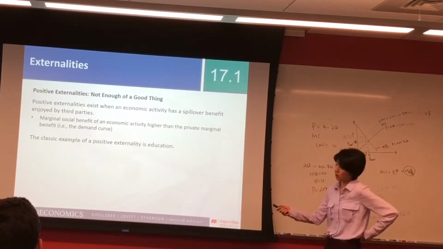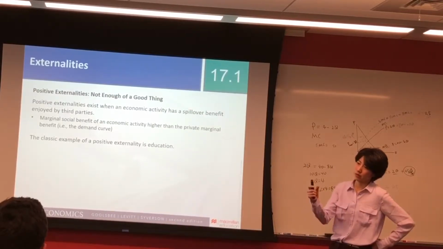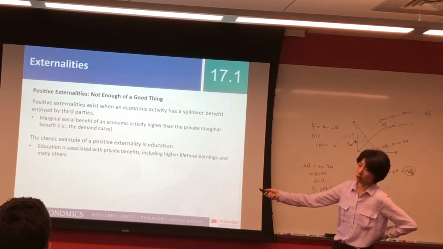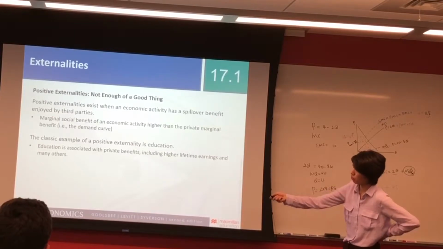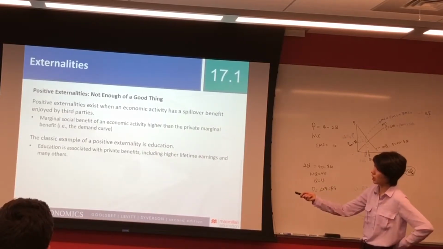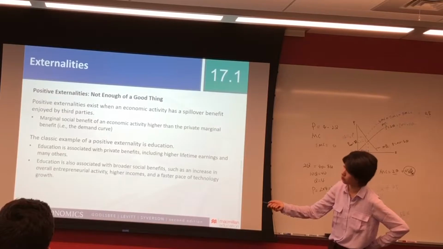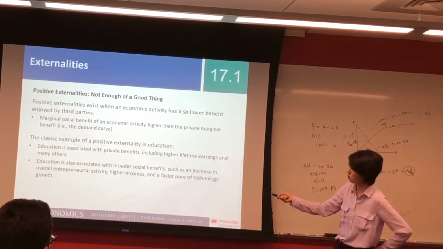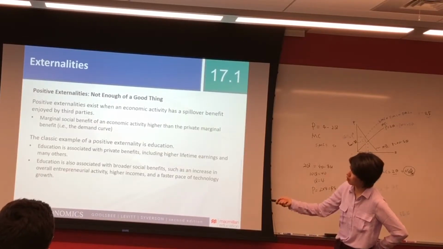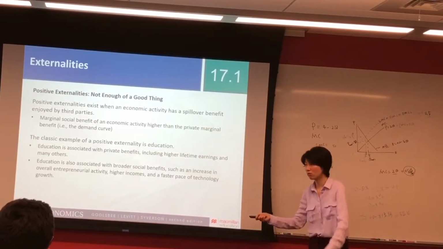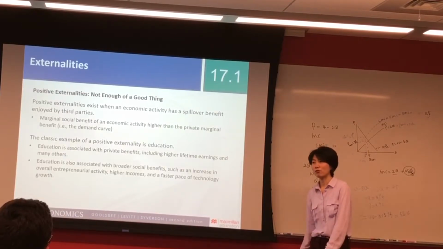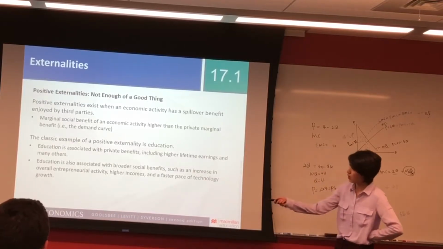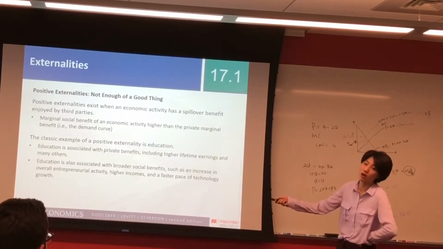Pollution is a very classic example of a negative externality. Education is a classic example of positive externalities. Education is associated with private benefits, including higher lifetime earnings and many others. Education is also associated with broader social benefits, such as an increase in overall entrepreneurial activity. You could be an entrepreneur in the future, and then your employees will get some benefit, or the whole society will get some benefit, and higher income and a faster pace of technology growth.